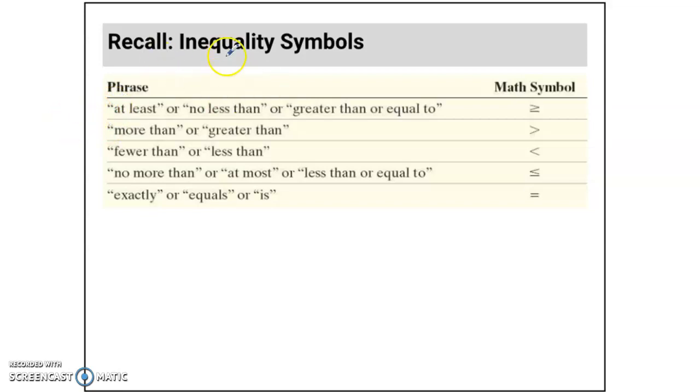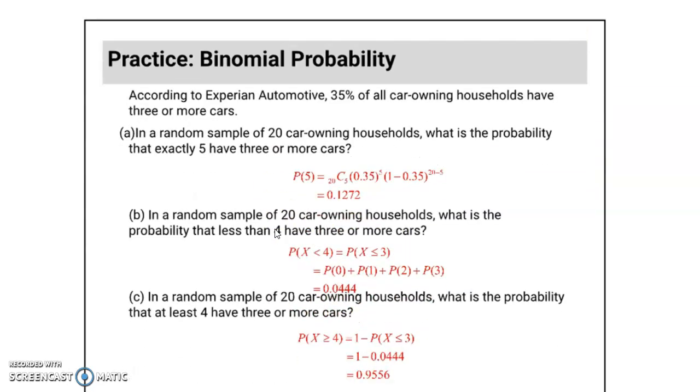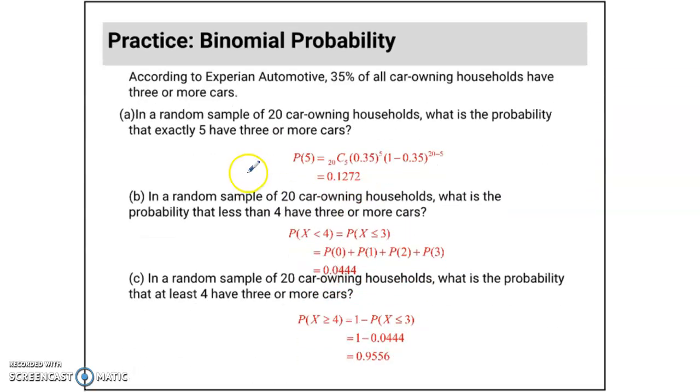Just to review, these are inequality symbols. It shouldn't take you more than a second to recognize or remember what these mean. Let's talk about binomial probability and how to look at it in action. In this case, 35% of all car-owning households have 3 or more cars. If you have a sample of 20, which means 20 trials, we're looking for the probability that exactly 5 have 3 or more cars. That means the probability of 5 successes in 20 trials with a probability of success 0.35. This is just calculator work.